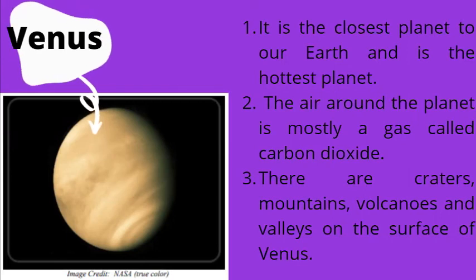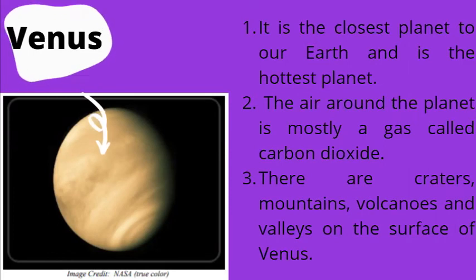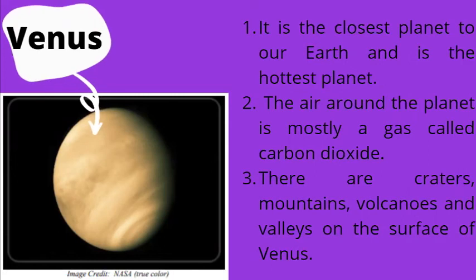There are craters, mountains, volcanoes, and valleys on the surface of Venus. Venus also is a very dry planet. It is covered by thick clouds, but instead of water, Venus's clouds contain sulfuric acid. These clouds are so thick that astronomers on Earth cannot see the surface of the planet with their telescopes.